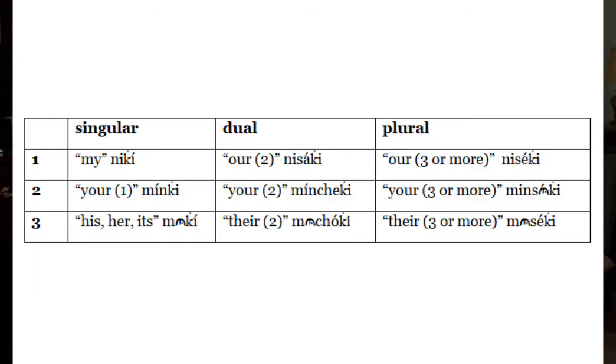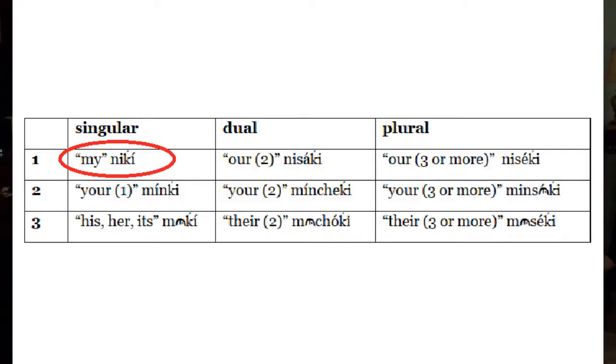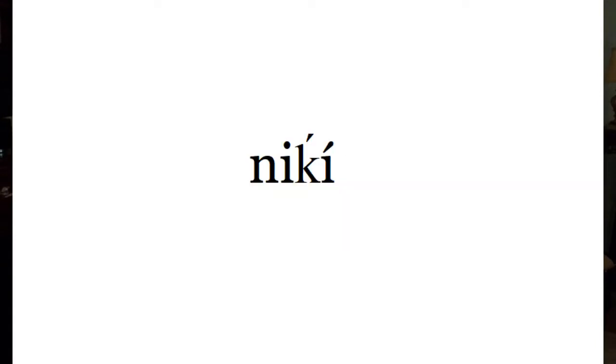Here's a chart showing the possessive pronouns. Let's add these to our knowledge. I will remind you of the ones we already learned for subject and object, and then I'll have you repeat the new one, the possessive one. So, ni is I and Nick is me, as you already know. Nikki is my. Repeat, Nikki.